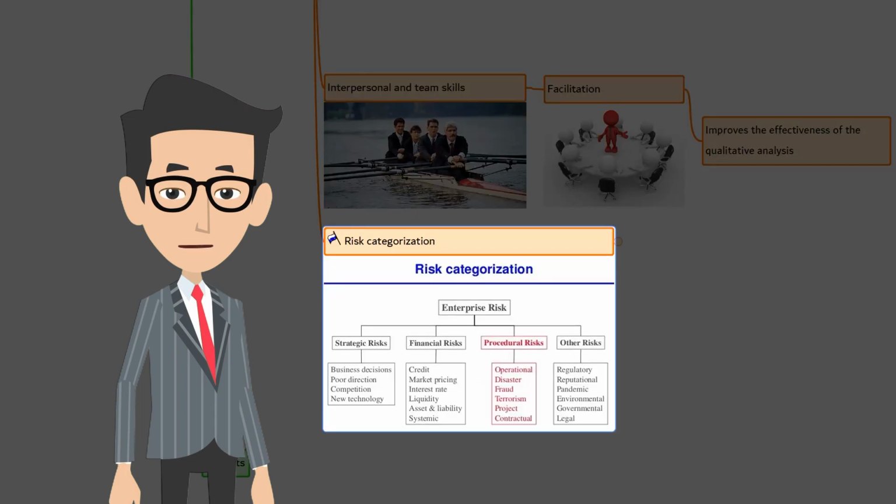The next one is risk categorization. To manage the risk efficiently and effectively, risk can be categorized by source or root cause of the risk, area of the risk affected, project phase, or any other useful category. These risk categories are defined in the risk management plan. The categorization of risk is called a risk breakdown structure.